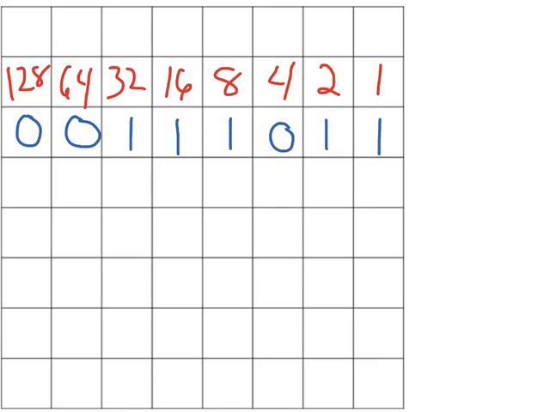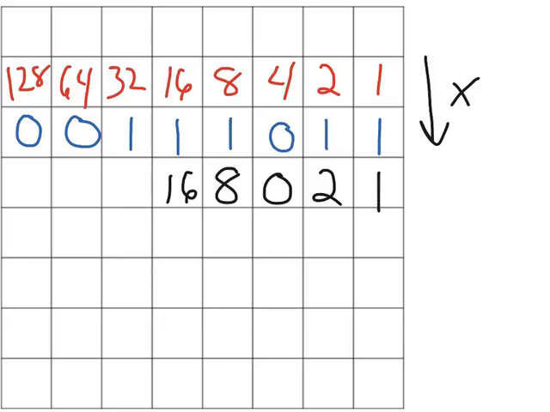Now we're going to switch over to my black marker. We multiply down. So I get a 1 times a 1 gives me a 1. 2 times a 1 gives me a 2. And a 0. And an 8. And a 16. And a 32. Then these zeros. And we add across.